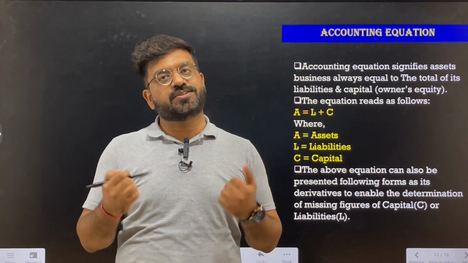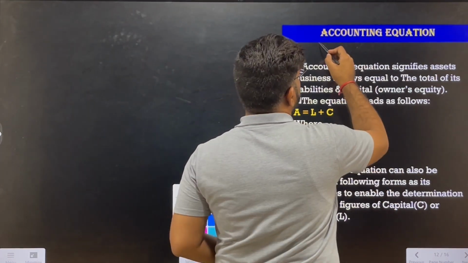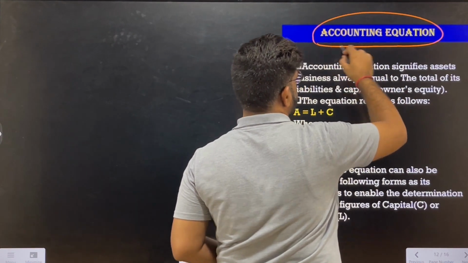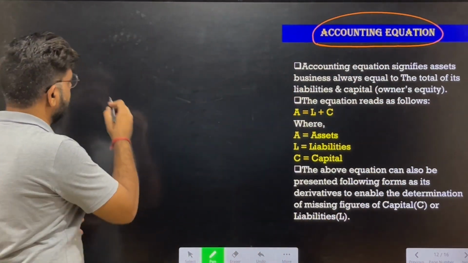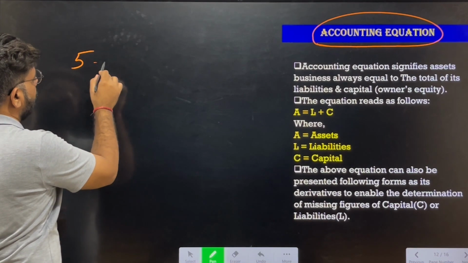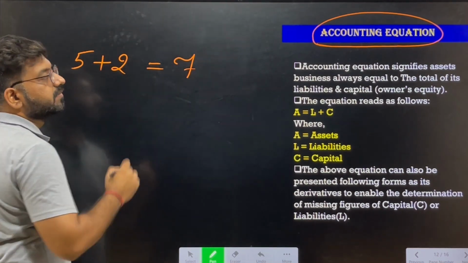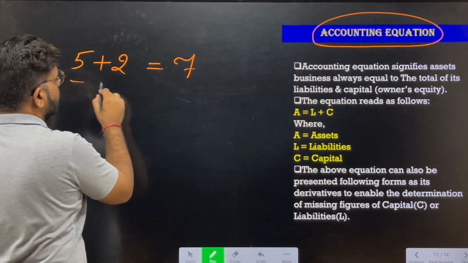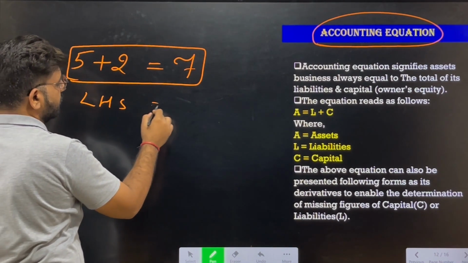Let's come to the next topic, that is the accounting equation. Now, what is the meaning of accounting equation? An equation simply says that, for example, when I say 5 plus 2, obviously it will be equal to how much? 7. So this is an equation where your LHS is always equal to your RHS.